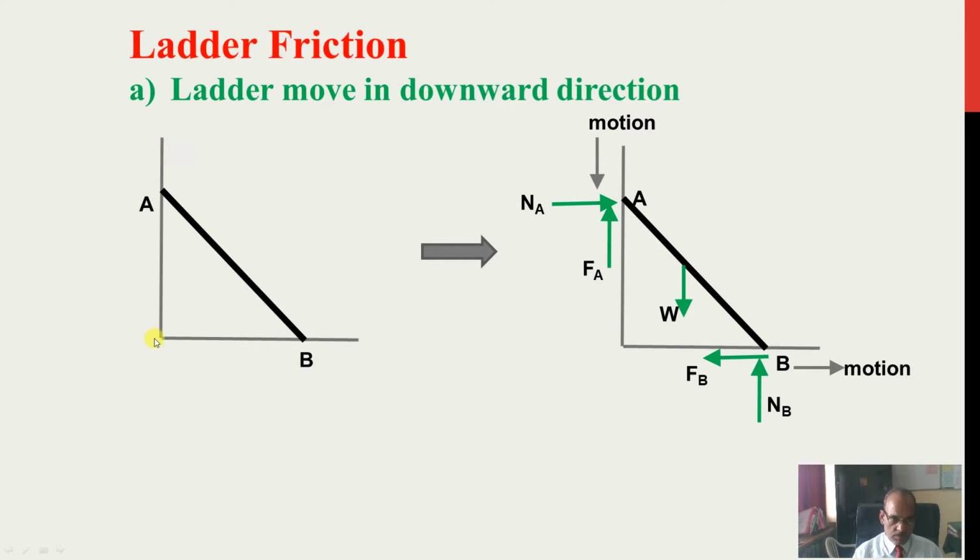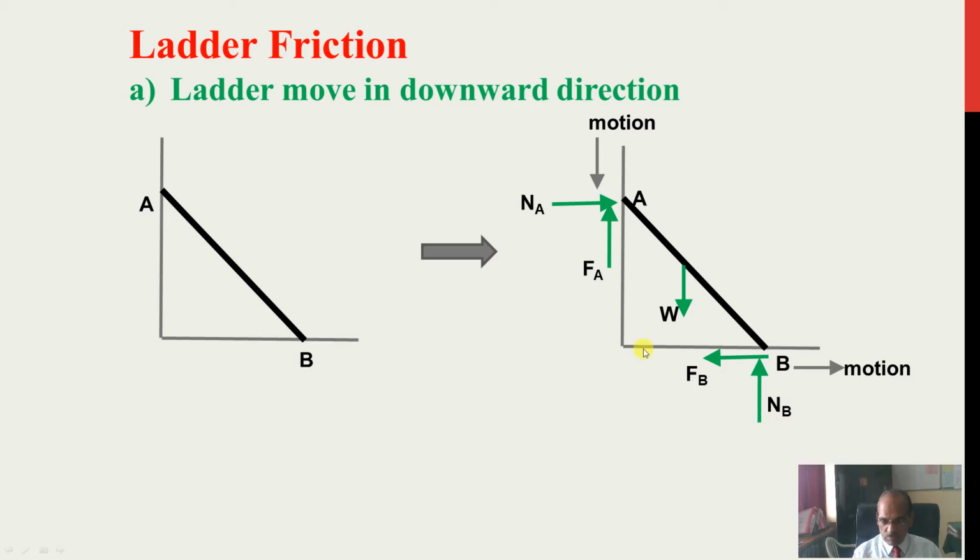suppose this is a vertical surface and this is a horizontal surface. The ladder is always inclined. Ladder moves in the downward direction. Means what? When this point B moves to the right and A moves downwards. So how will the forces act? You see, this is the motion. Point B moves to the right and point A moves downwards.